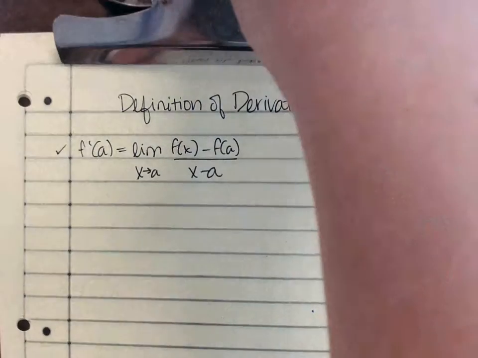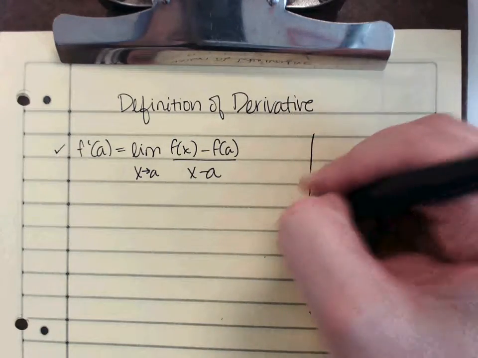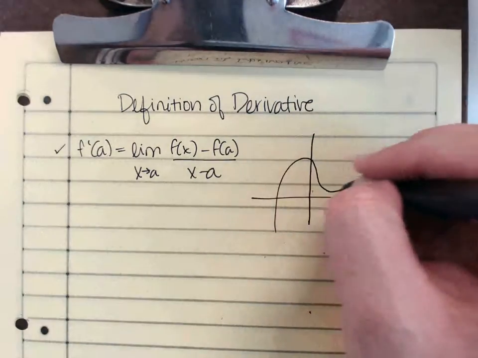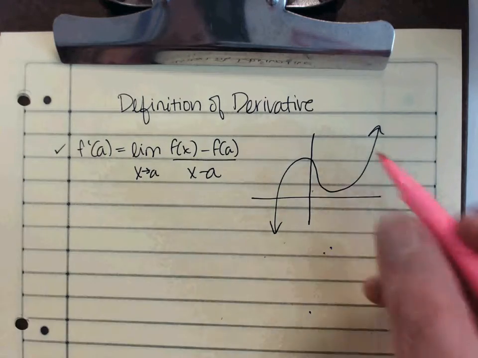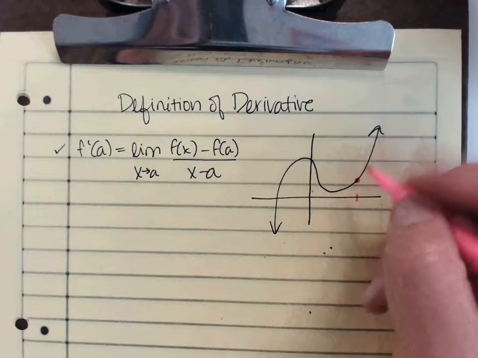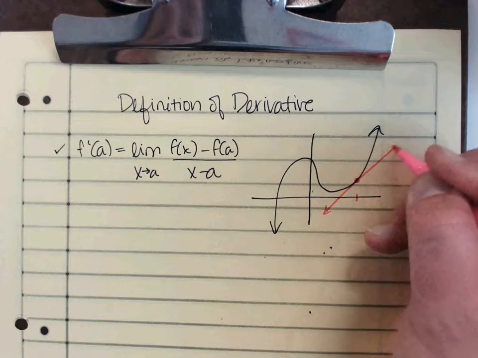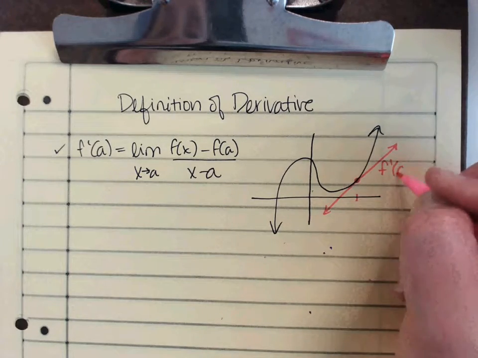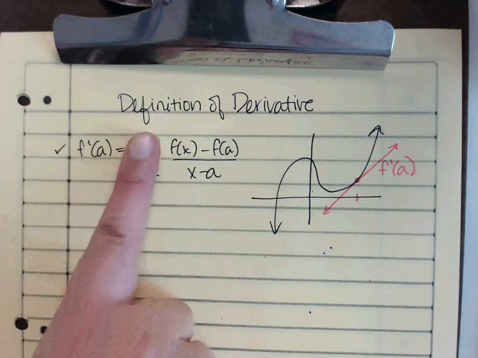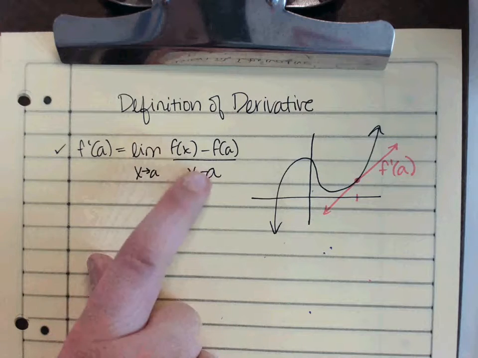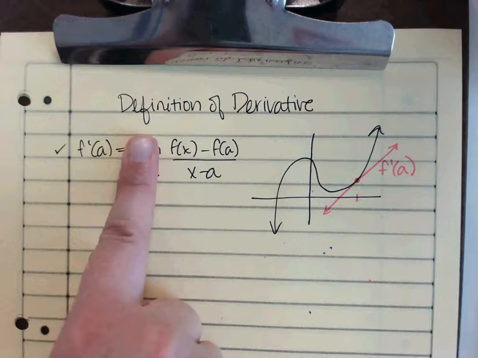So, sketch a picture for me of a graph. Okay, we'll say it looks like that. And then I want you to draw the tangent line at whatever we're going to call A. So I'm going to put my A right here. Okay, so let's just remember what this definition is. If I cover up the limit, what's that? What's that the formula for?